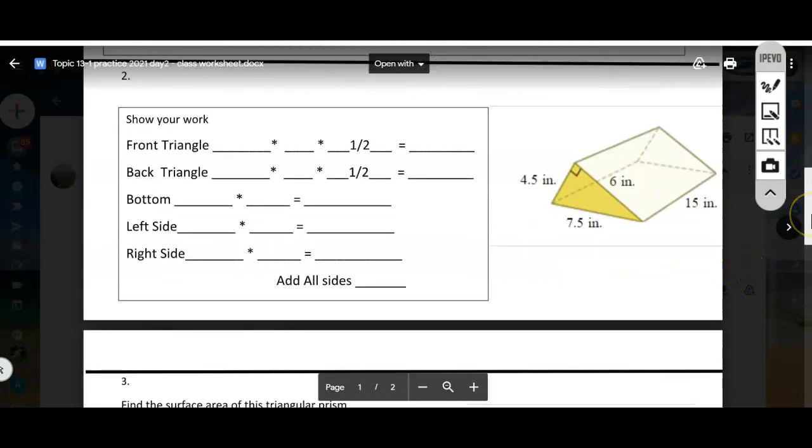Okay, what about this one now? What type of prism is this? A triangular prism. So what is the base shape? Who remembers what I said base means on prisms? Is the base what it's sitting on?